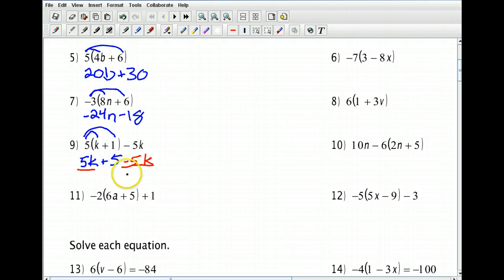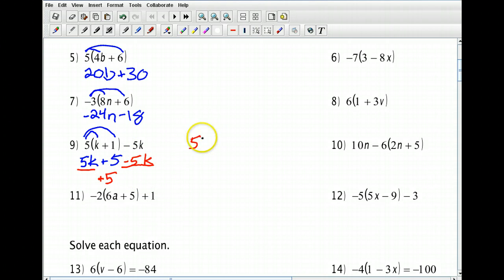5 minus 5 is? 0. So no more k's. We're out of k's. So we have 5 left over. That's it. How would you get an answer of k?